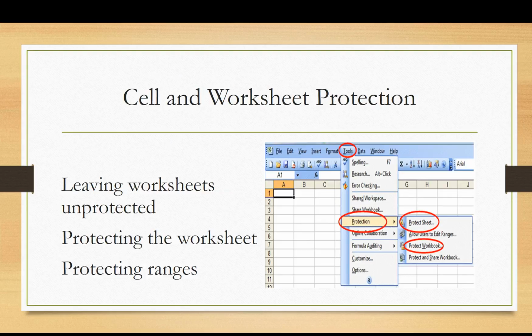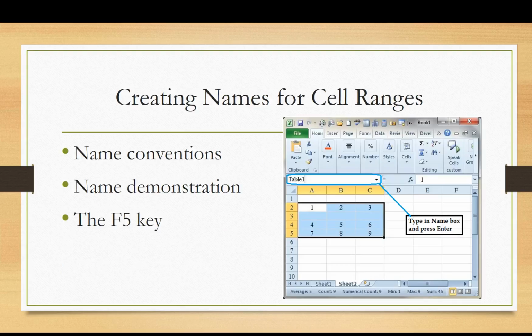Point 6 will discuss protecting either all or part of your worksheet. This is important if you are creating worksheets for other people to use. Many times there are parts of the worksheet that you don't want to give people access to. Point 7 discusses creating names for cells and ranges. This can make formulas so much easier to create and understand. In this section, you will learn about the F5 key and about the name box.